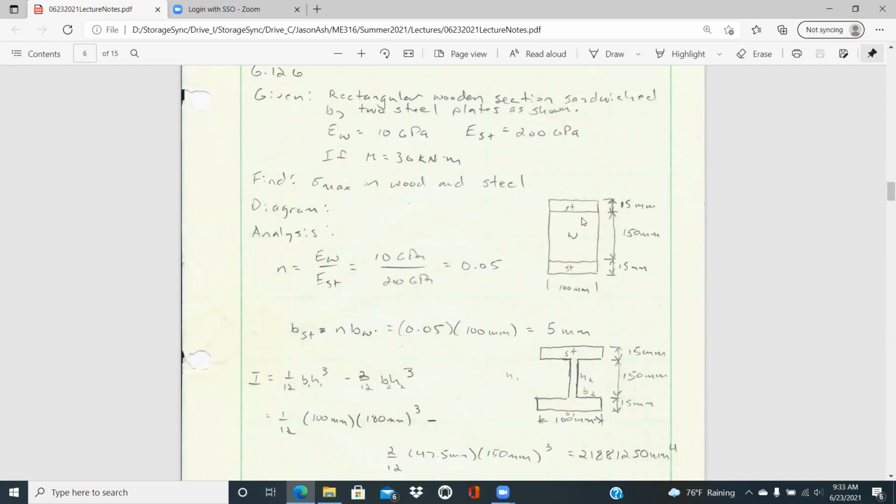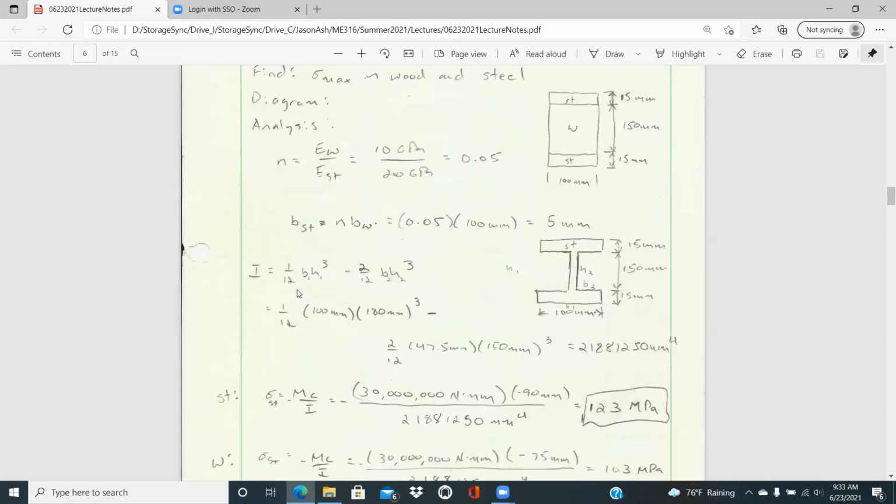This one, I shrunk down the wooden section to account for that as if it were steel. And so that would be 5 millimeters thick for the steel section. And so I is just 1/12 B1 H1 cubed minus the two sections over 12 times B2 H2 cubed. And with the geometries, you can plug the values in and get the area moment of inertia out for that cross section as if it were all steel.